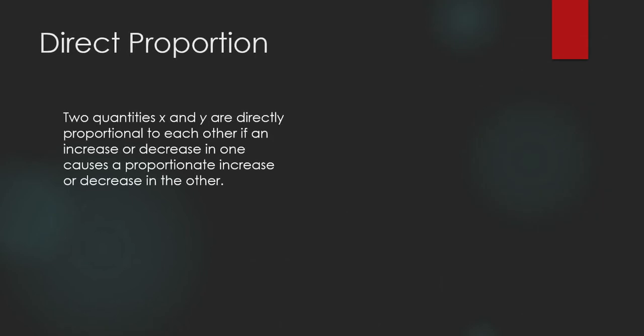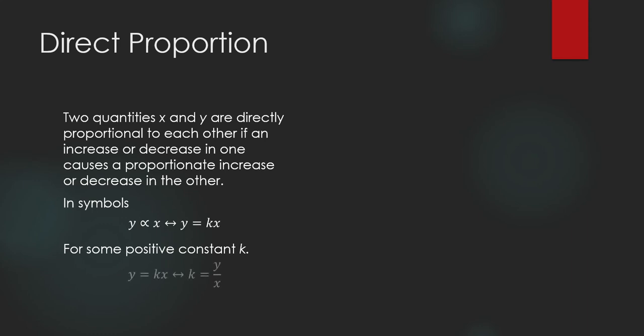Two quantities x and y are directly proportional to each other if an increase or decrease in one causes a proportionate increase or decrease in the other. In symbols, this is how we write it. Y is directly proportional to x if and only if y is equal to k times x, where k is a positive constant real number.